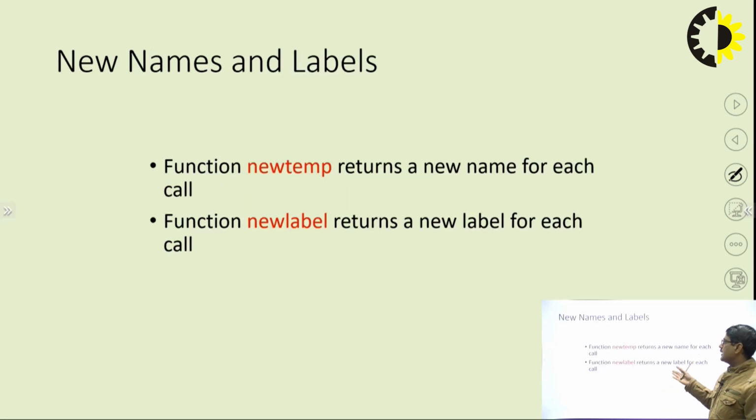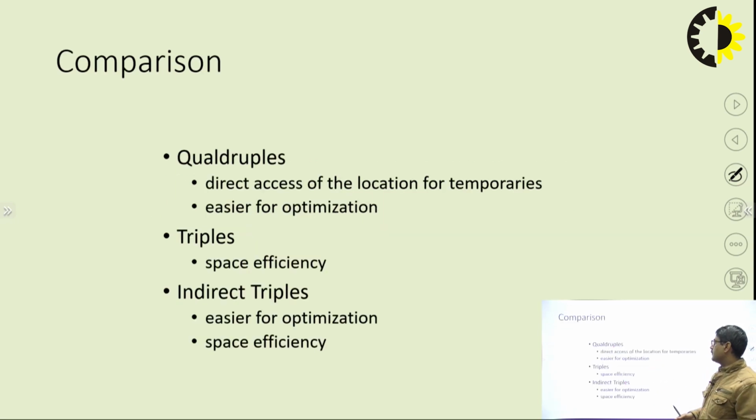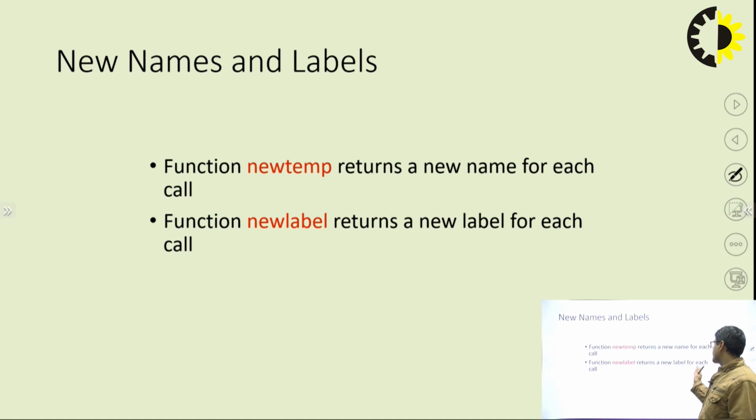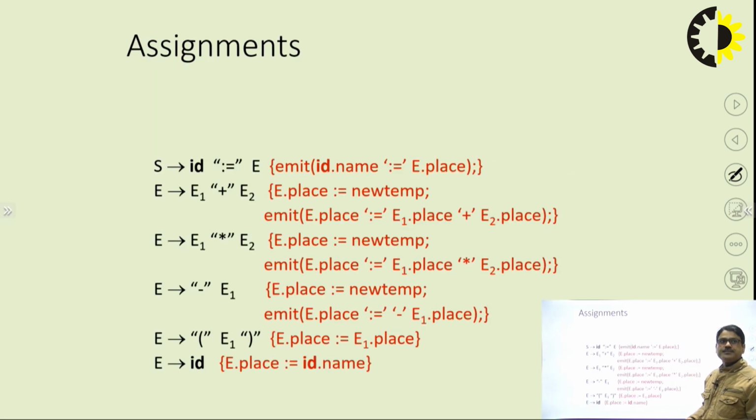These are new names and labels. The function new temporary variable returns a new name for each call. The function new label returns a new label. That is used for different temporary variables, because in the next slides I am going to discuss the process for performing this conversion of simple expressions into 3 address code.